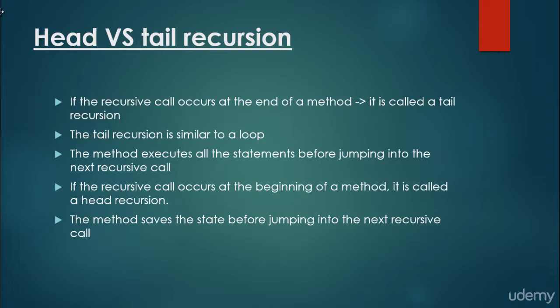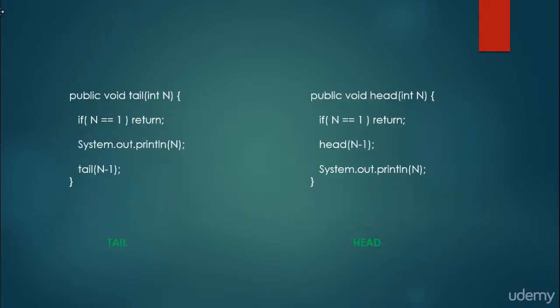On the other hand, what about head recursion? If the recursive call occurs at the beginning of the method, it is called a head recursion. The method saves the state before jumping into the next recursive call. So that's the main difference between tail and head recursion. As you can see, we have to specify the base state, independent from whether it is a tail recursion or a head recursion. We always have to specify the base case. And the first line is this: if n is equal to 1, we just return. But it is the main difference.